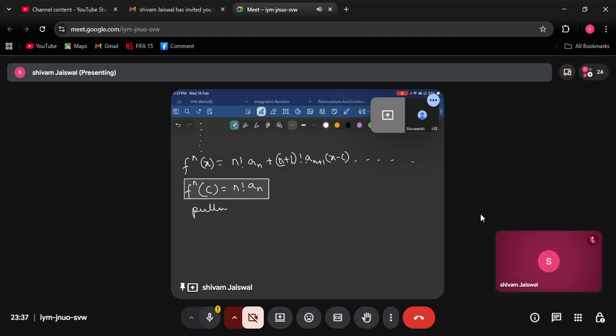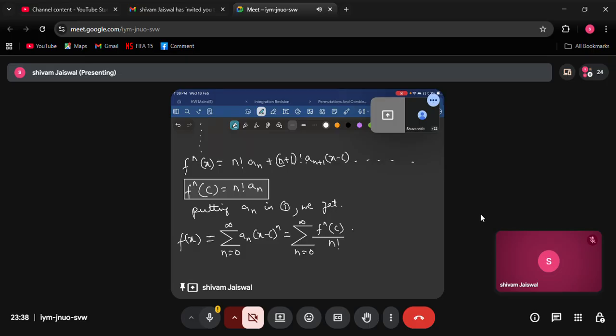Putting an in equation 1, what do we get? We get f of x will be equal to the summation of n equal to 0 to infinity an into (x minus c) whole to the power n, which is equal to the summation of n equal to 0 to infinity of the nth derivative of f at c divided by n factorial into (x minus c) whole to the power n. Okay, so everyone, this is the power series for any polynomial.